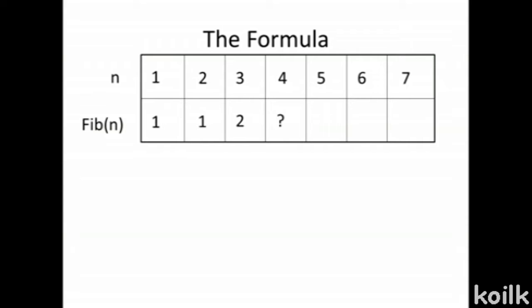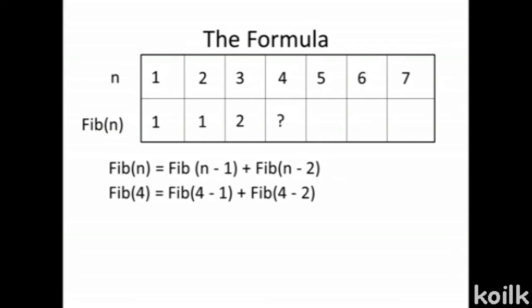So let's just say, for example, we have the same chart, but we do not know what the Fibonacci number of 4 is. How will we go about doing that? The first thing we need to do is create a formula. Now, with this formula, let's just say we're looking for the Fibonacci number of 4. We'll pass in 4, and we get Fibonacci 4 equals Fibonacci 4 minus 1 plus Fibonacci 4 minus 2, which pretty much states that the current Fibonacci number is going to be equal to the sum of the previous two numbers.